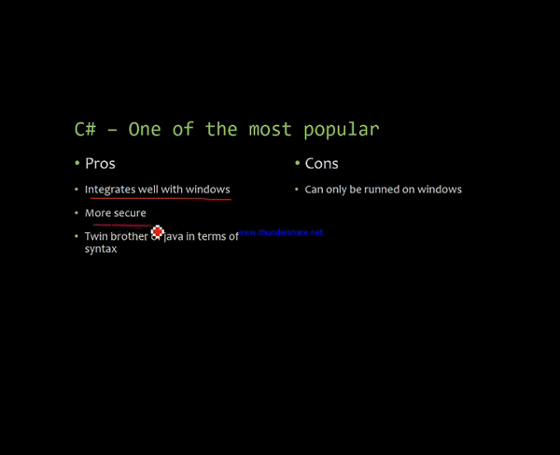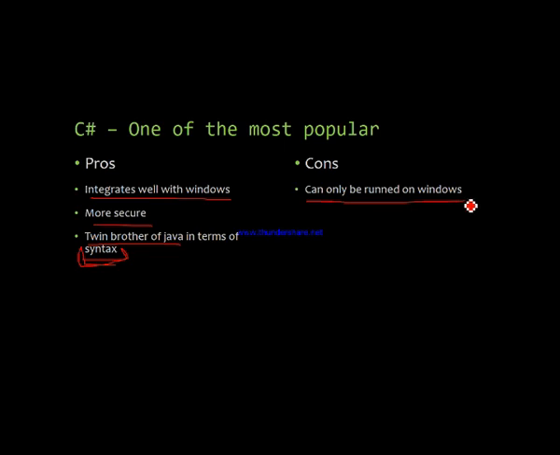It is more secure because it's a compiled language. Compiled language. What does compile mean? Compilers and interpreters. I have made another video on that, so go check that one out. And you can see that it's something like a twin brother of Java in terms of syntax. Remember that in terms of syntax, they are mostly the same.